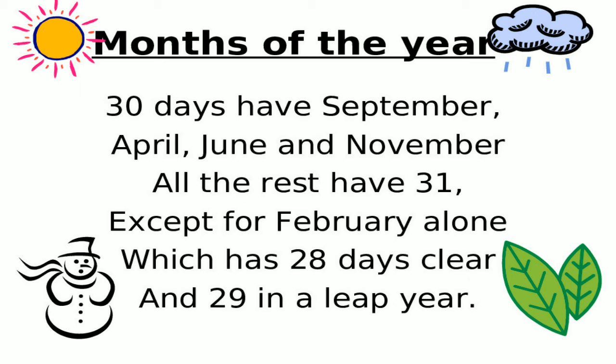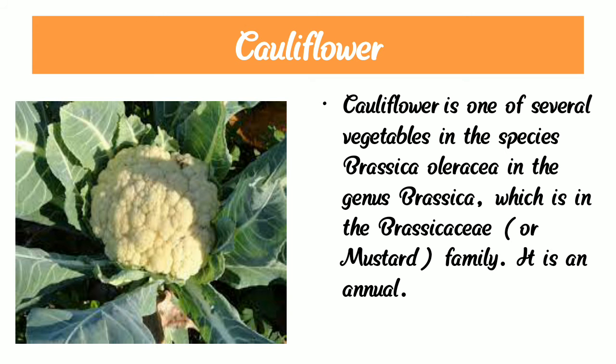So in a leap year, February has 29 days. So children, you all understand that in a leap year February has 29 days, and when it is not a leap year, it's 28 days. So, you all understand about this lecture. Now we are going to learn the next slide, and it's cauliflower.